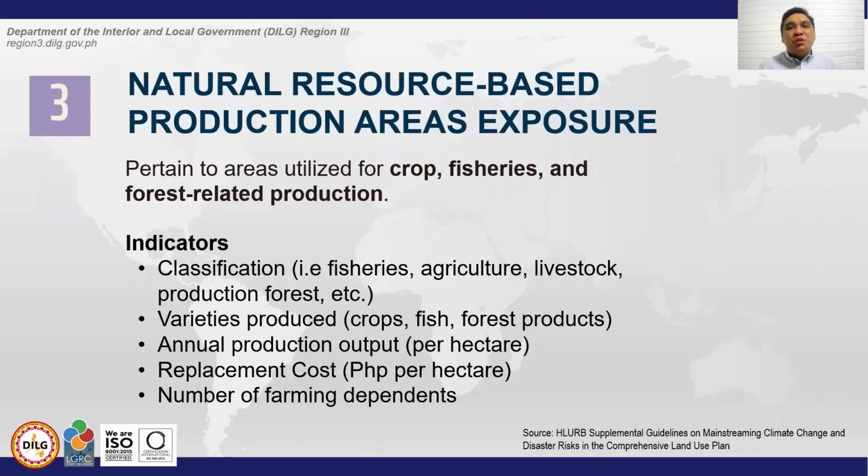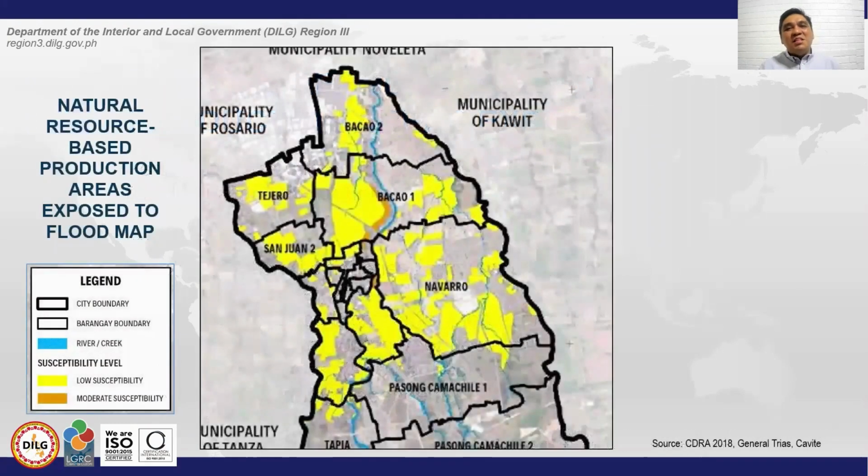Natural resource-based production areas pertain to areas that are utilized for crop, fisheries, and forest-related production. Among the indicators are classification, varieties produced, annual production output, replacement cost, and number of farming dependents. This is an example of a natural resource-based production areas exposed to flood map.